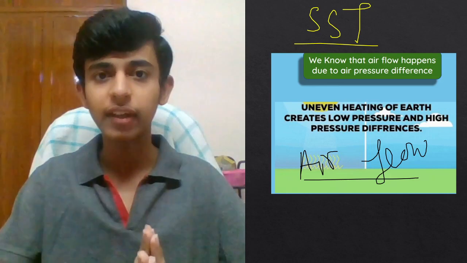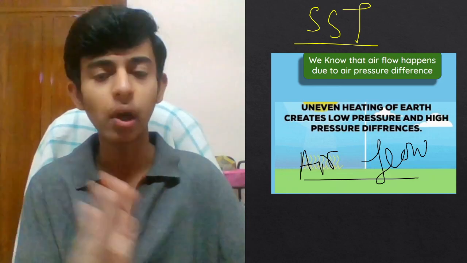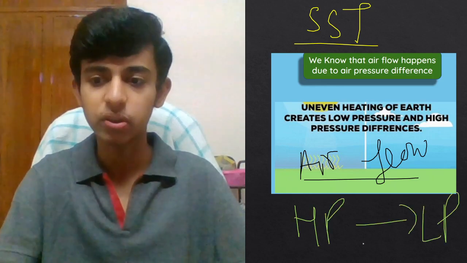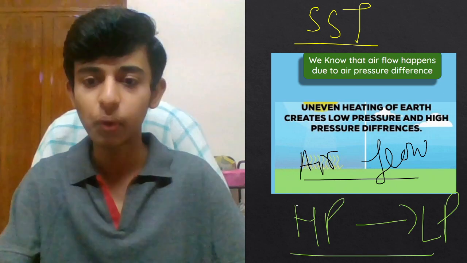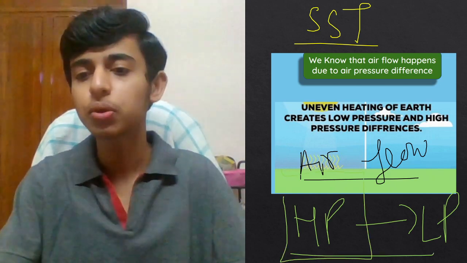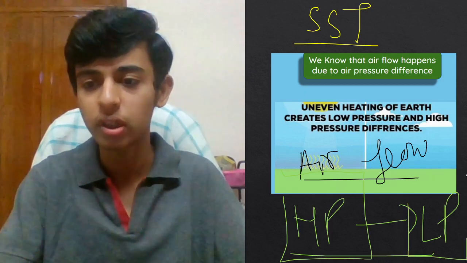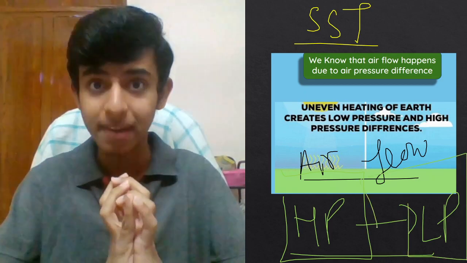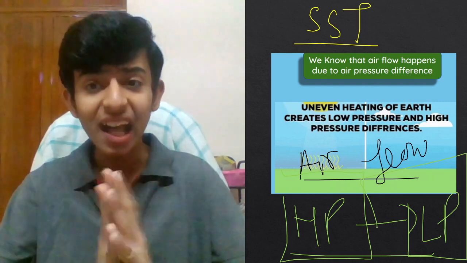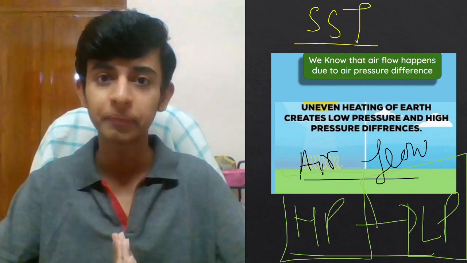See, whenever we have airflow, whenever the air is going to flow, it is always going to flow from a region of high pressure to a region of low pressure. Okay, people, it is going to flow from a region of high pressure, very high pressure, to a region of low pressure, where the pressure is very low. And why does this happen? Because of the uneven heating of Earth.